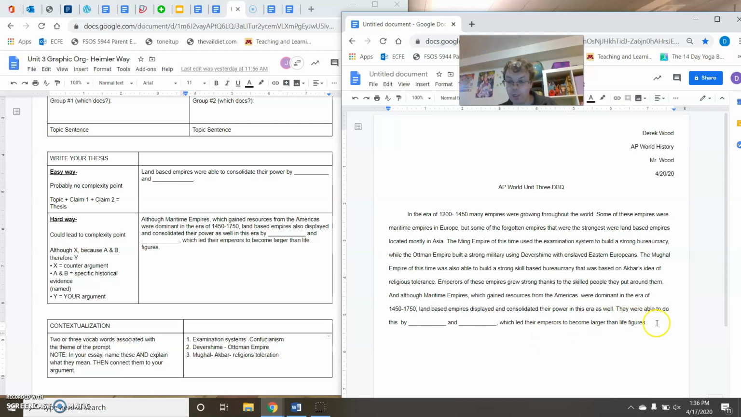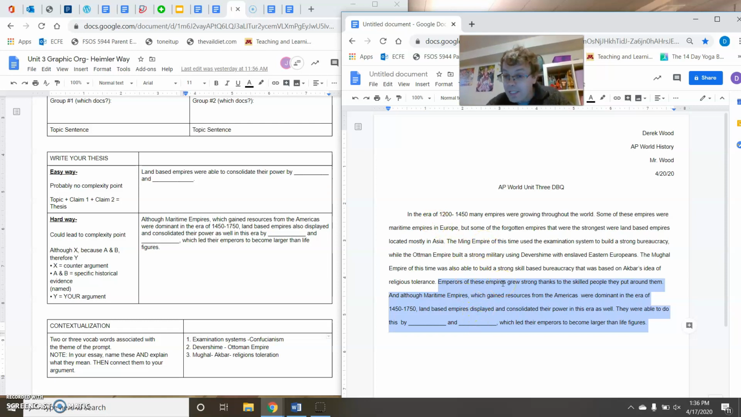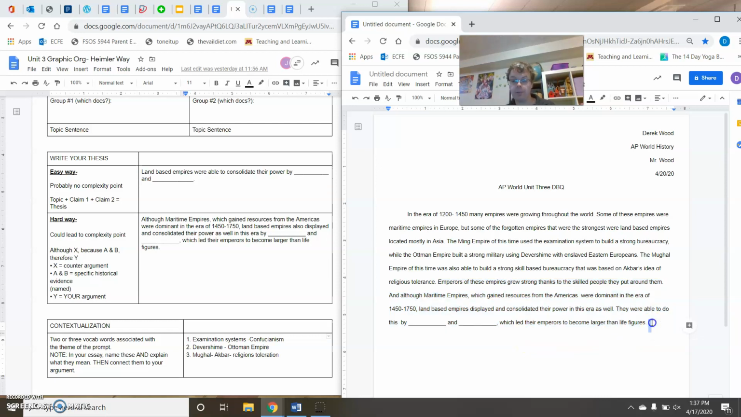So again, let's go look at what I have here. Emperors of these empires grew strong thanks to skilled people they put around them. And although maritime empires, which gained resources from the Americas, were dominant of this era of 1450 to 1750, back to the top where I mentioned maritime empires, assuring myself context, maybe even a reader might give me outside evidence because of that. Land-based empires displayed and consolidated their power in this era as well. They were able to do this by blank and blank, which led their empires to become larger-than-life figures.